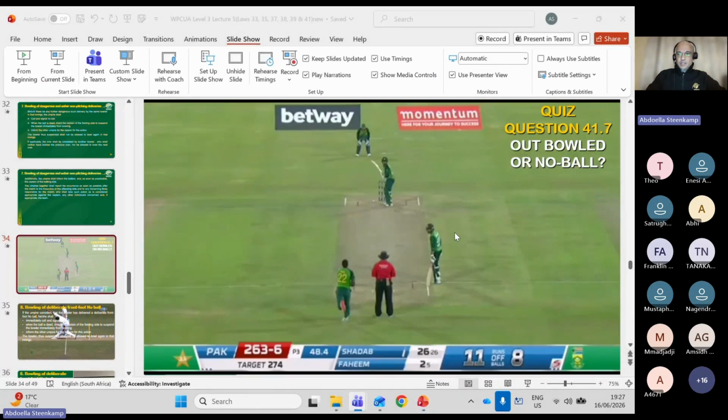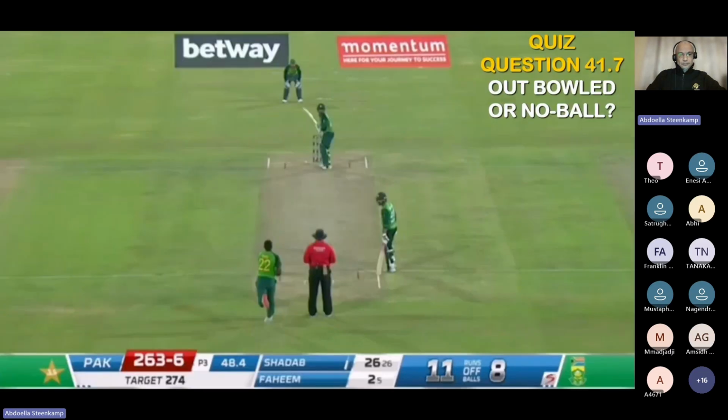Here's the video. Whether the striker is out bowled or whether you're going to call and signal no ball. Let's have a look at the video. All I want is the course question 41.7, bowled or no ball.